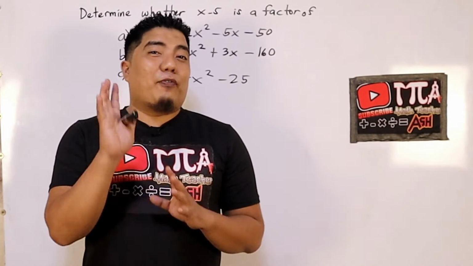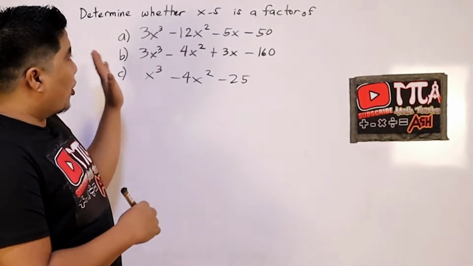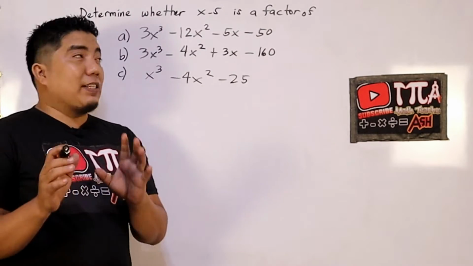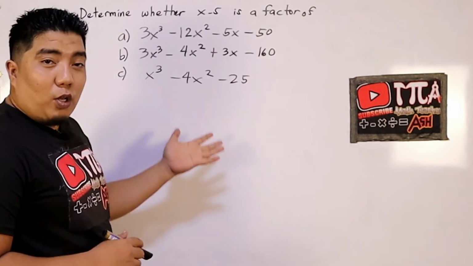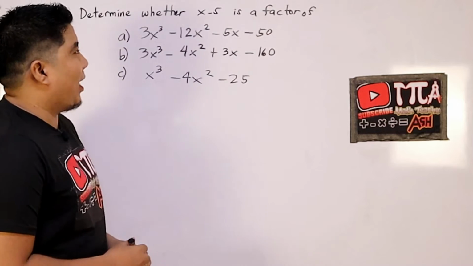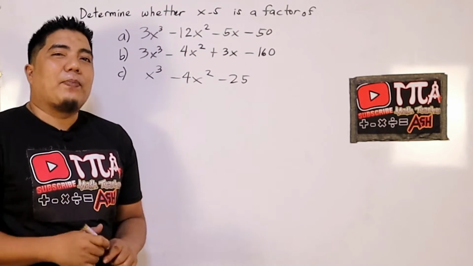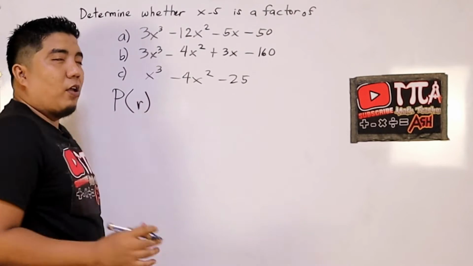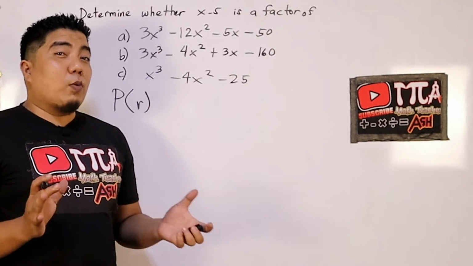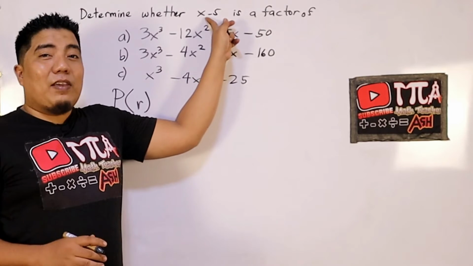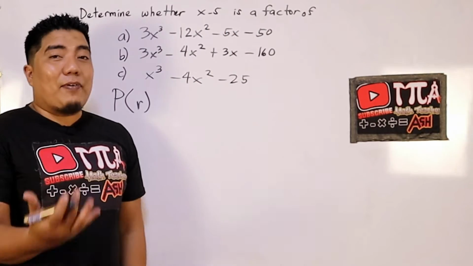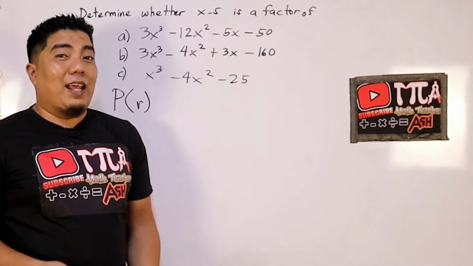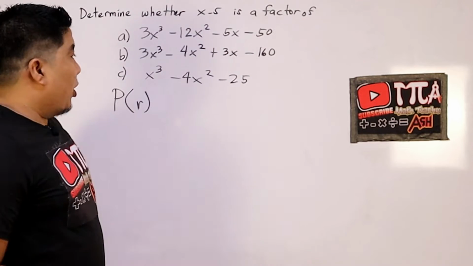Okay, math learners, for our first example, we have: determine whether x minus 5 is a factor of the following given polynomials. Okay, so how do we solve this? First thing is we need to get our p of r. Remember, if p of r is equal to 0, then this given binomial is a factor of that given polynomial.